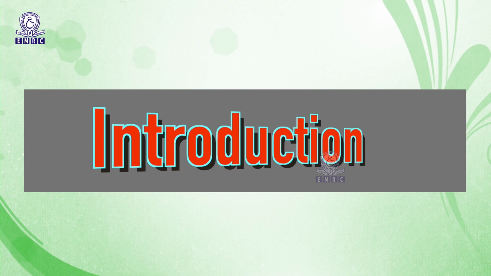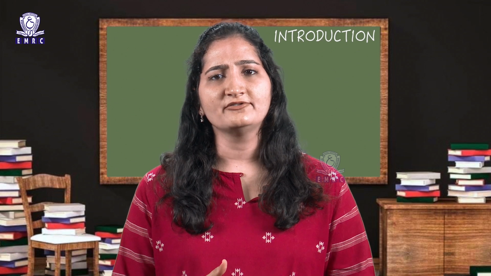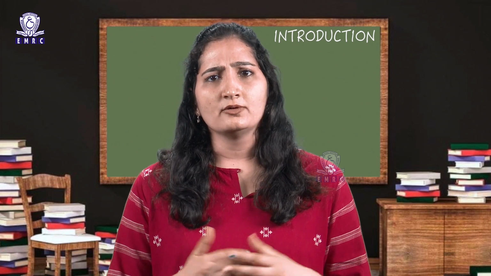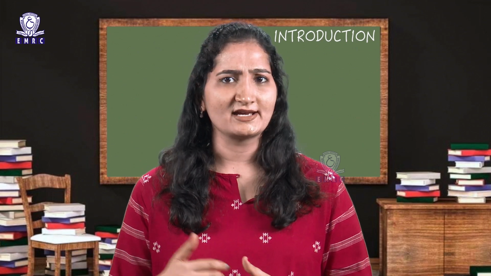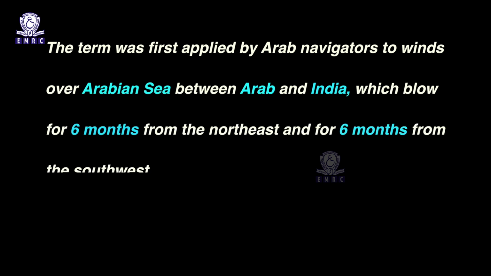Today in Climatology, we'll be dealing with the monsoon. The term monsoon is derived from an Arabic word mausim, which means season. The word monsoon is applied to such circulation which reverses its direction every 6 months, that is, from summer to winter and vice versa. The term was first applied by Arab navigators to winds over the Arabian Sea between Arabia and India, which blow for 6 months from the northeast and for 6 months from the southwest.